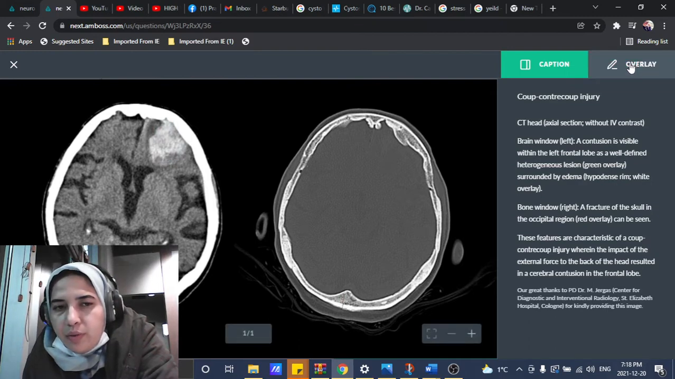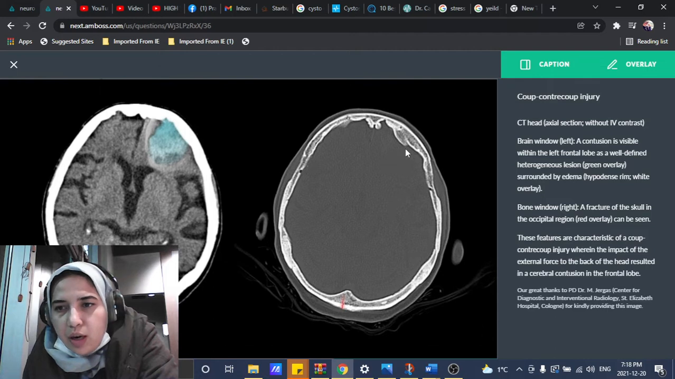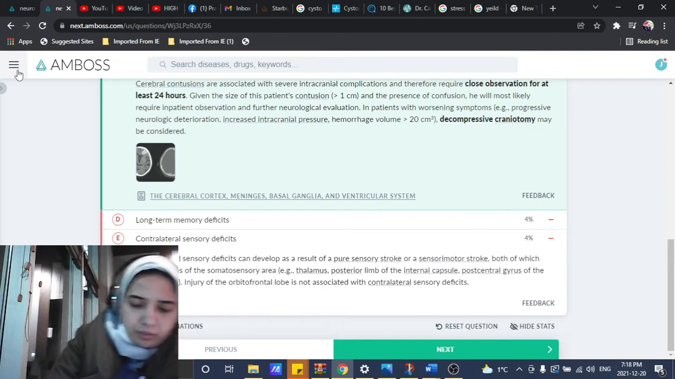Bone window on the right. So I'm seeing a fracture here where the red is, right? So that's the fracture, and then you have the contrecoup hemorrhage over here. Okay. Contrecoup injury, where the impact of the external force at the back of the head resulted in cerebral contusion of the frontal lobe. All right, well, we learned something here. So contrecoup injury.